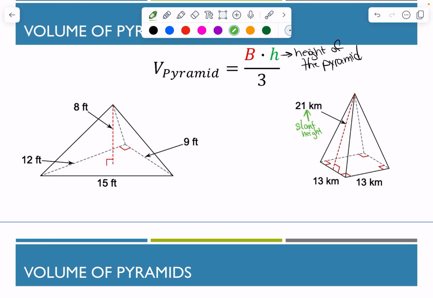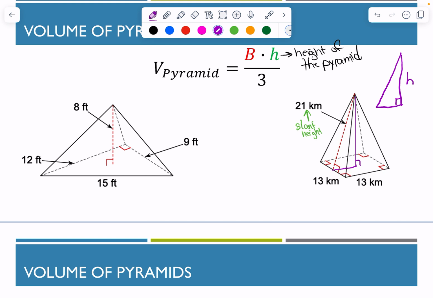But in order to find the volume, we have to know the height. And the height is going to come down here. It's going to be perpendicular to the base, but it would make a right triangle with half of the base side length and the slant height. So I'm going to pick that triangle off just so you can see it here. So I have something that looks like this.